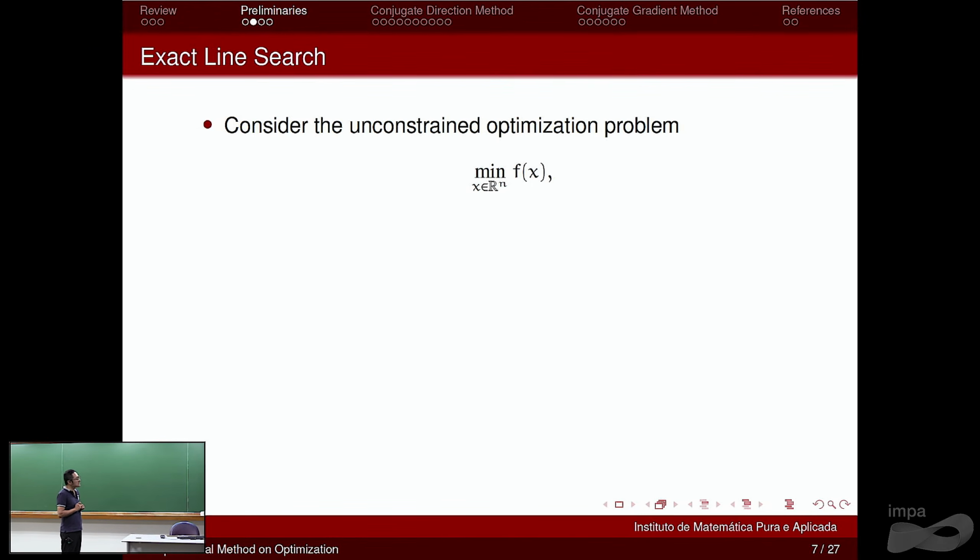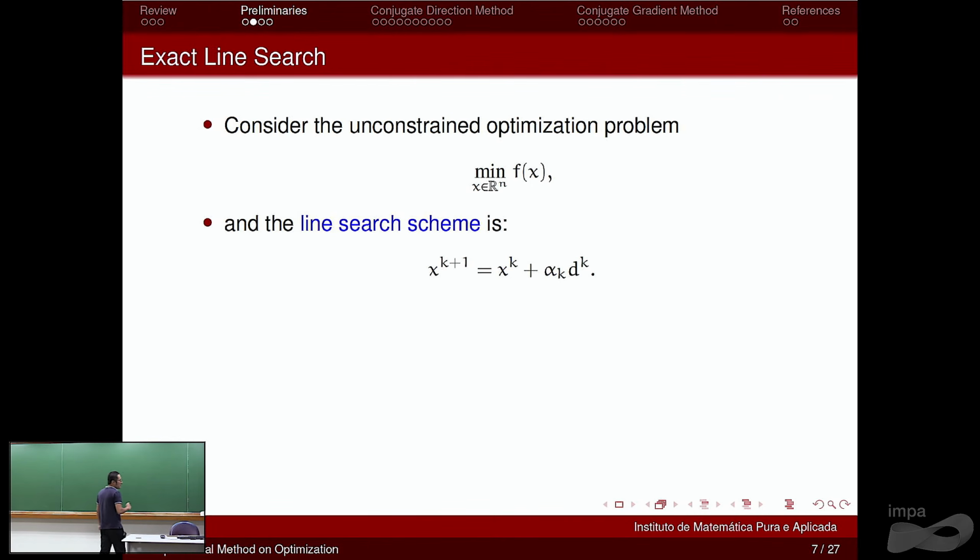But in this class, we will use exact line search. For example, we consider this unconstrained optimization problem, and we use this line search scheme. How do we get the next point? We begin from xk, find some direction, which usually is a descent direction, and some proper step size. We define this phi(alpha), which describes the increment of the function value.